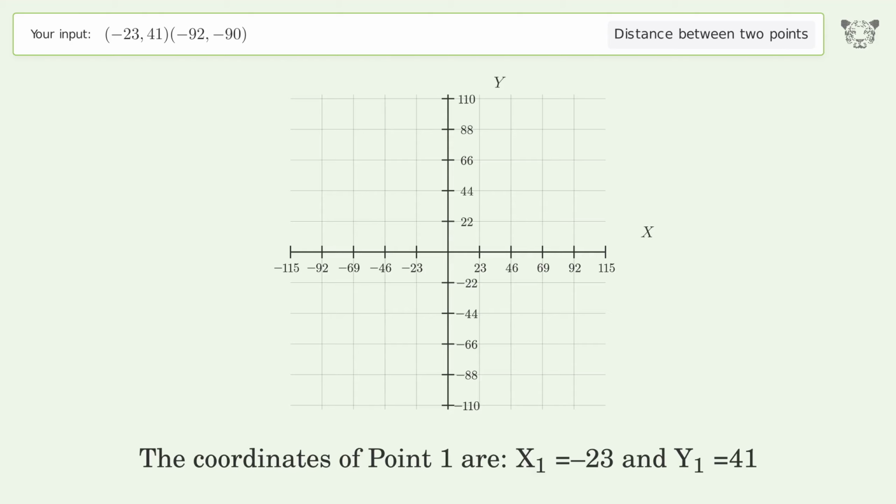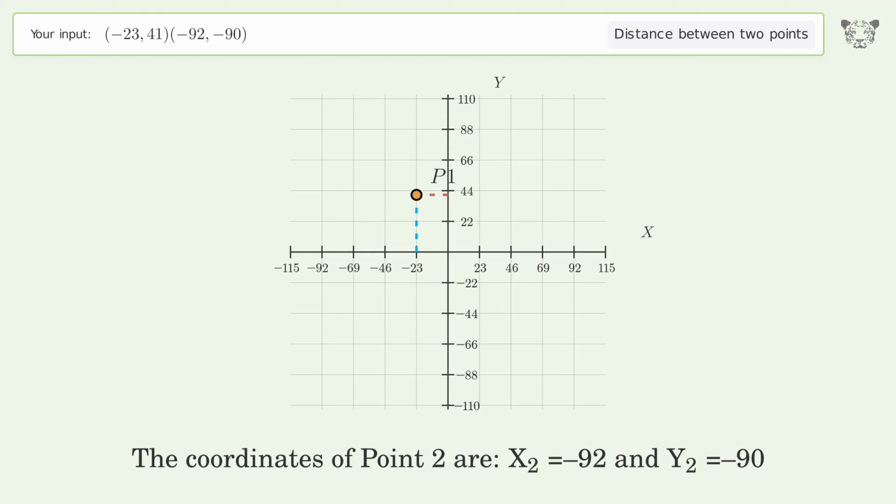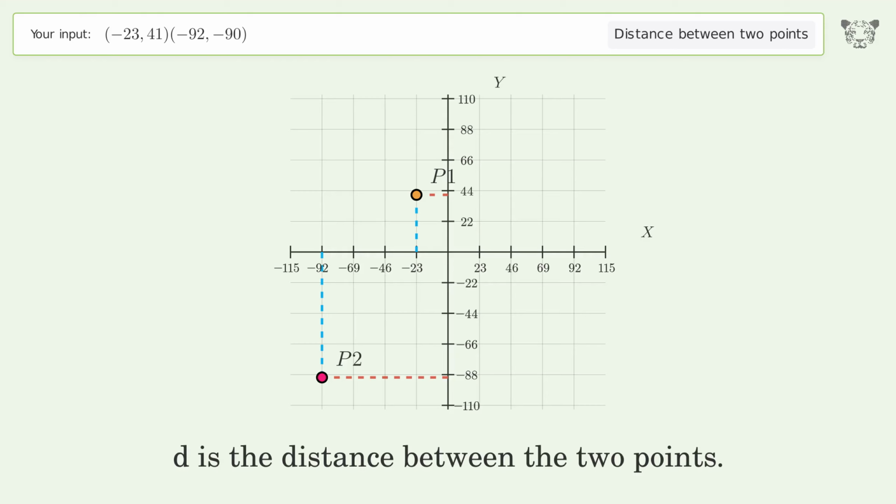The coordinates of point 1 are, x1 equals -23 and y1 equals 41. The coordinates of point 2 are, x2 equals -92 and y2 equals -90. D is the distance between the 2 points.